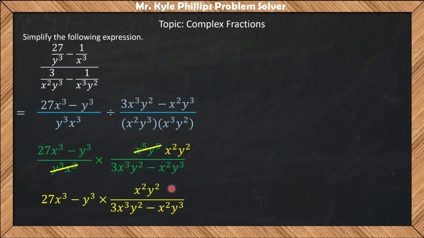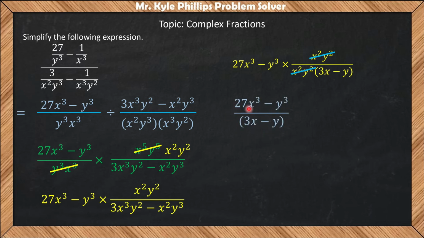And I'm going to try to simplify here. Notice that we have x squared y squared in this second fraction. In the denominator, it looks like we'll be able to pull out a greatest common factor of x squared y squared. Now these can reduce, and what I'm left with is one fraction, 27x cubed minus y cubed, all over 3x minus y. The bottom, this denominator cannot reduce, but the numerator can.